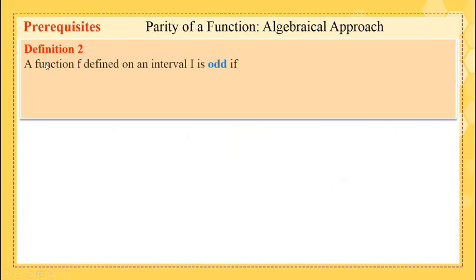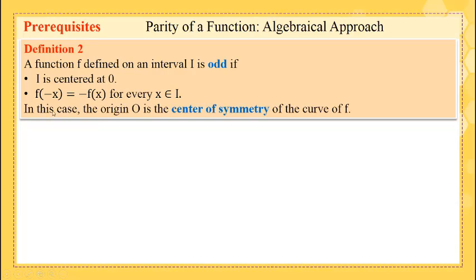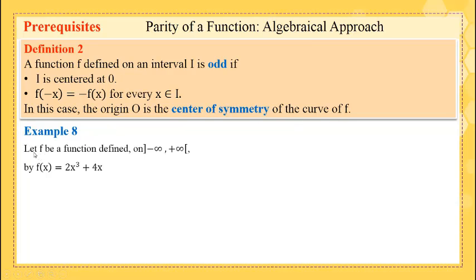Definition 2. A function f defined on an interval I is odd if I is centered at 0, and f of minus x equals minus f of x for every x belonging to I. In this case, the origin O is the center of symmetry of the curve of f. Example, let f be a function defined on minus infinity, plus infinity by the following expression. Show that f is an odd function.